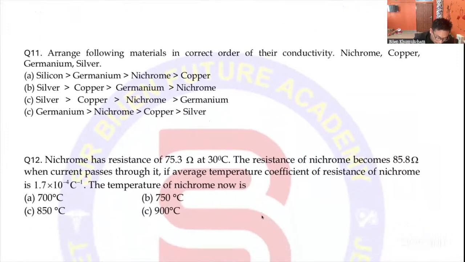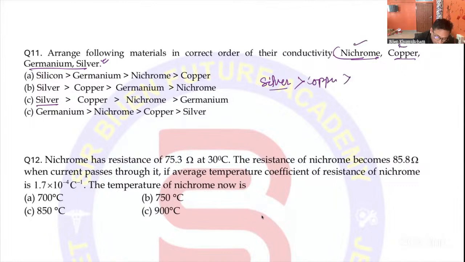Next, question number 11. You must know this relation, the order of conductivity. They are giving 4 elements: nichrome, copper, germanium, and silver. We know that silver is the best conducting element, so the conductivity of silver is the highest. I'm going to order in terms of conductivity: first silver, and then copper.